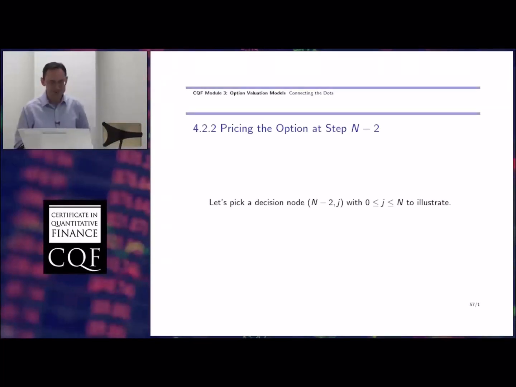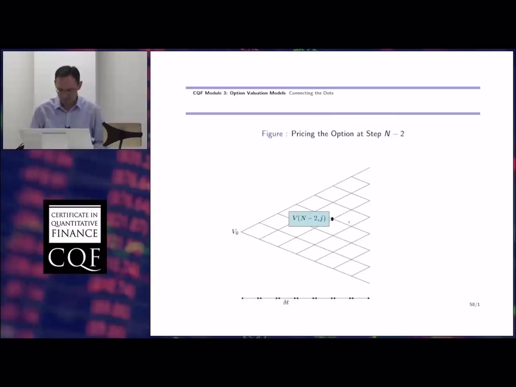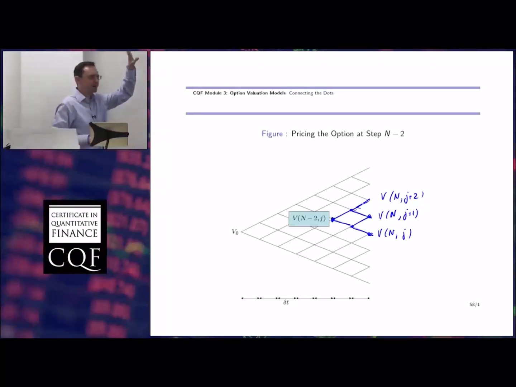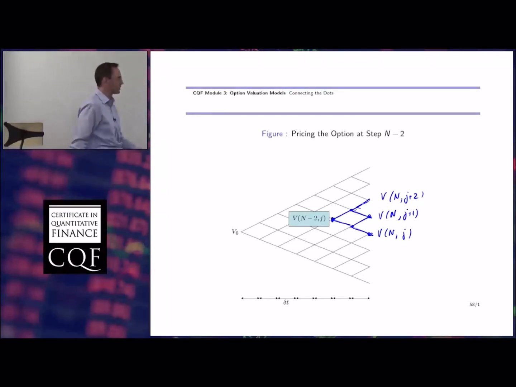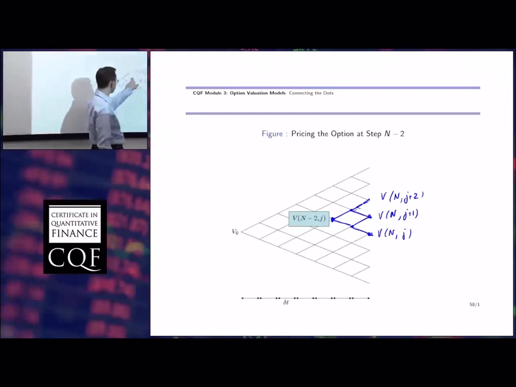So to price an option at step n minus 2, we're now here, meaning that we will look at essentially 3 terminal prices. V_n,j, V_n,j+1, and V_n,j+2. Remember, if you've got n steps, you've got n plus 1 evaluation points, you've got 2 steps here, so that means you've got 3 evaluation points, 3 samples here.